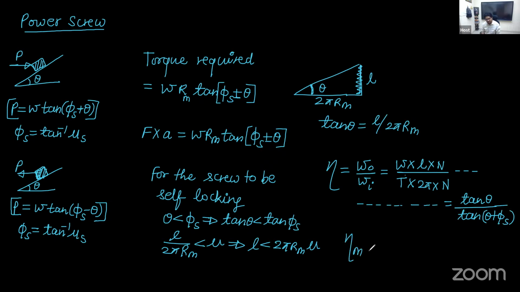My dear friends, the maximum possible value of this efficiency is (1 minus sine phi s) upon (1 plus sine phi s). And this is possible when the corresponding lead angle is pi by 4 minus phi s upon 2.